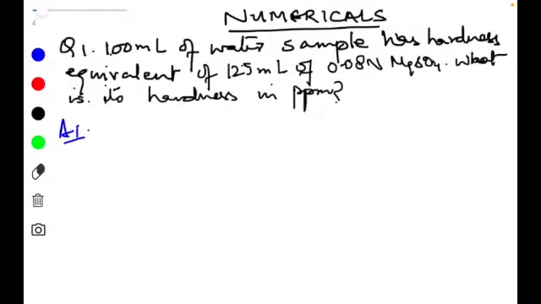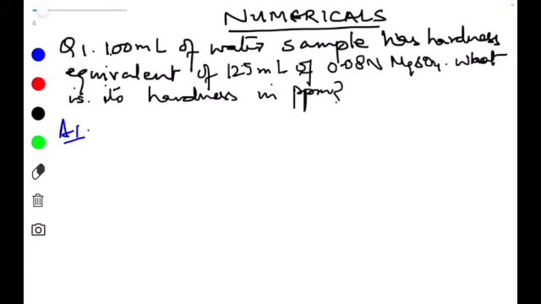We will be continuing with the practice of a few numericals on the calculation of hardness of the water sample. So let's start with it. Today's numerical says that 100 ml of water sample has hardness equivalent of 12.5 ml of 0.08 normal MgSO4. What is its hardness in ppm?